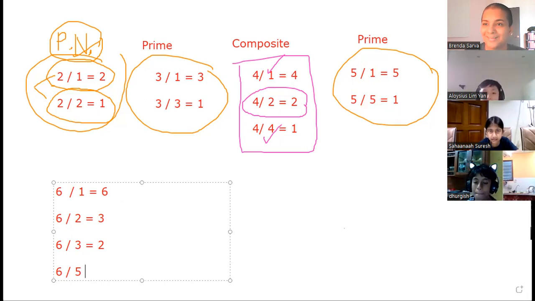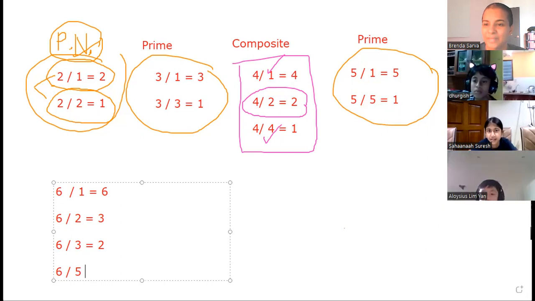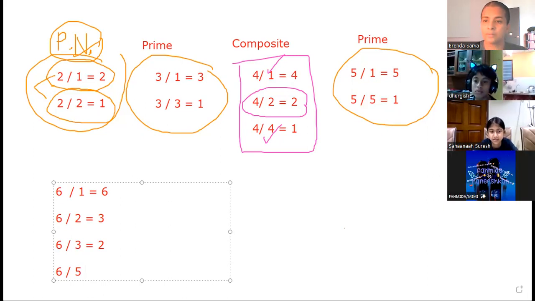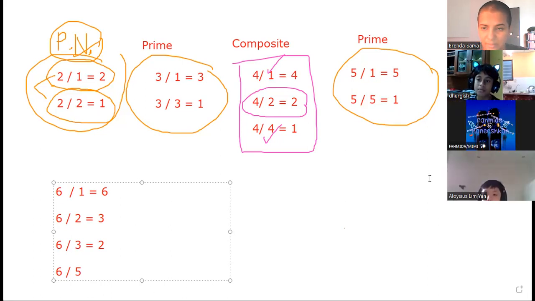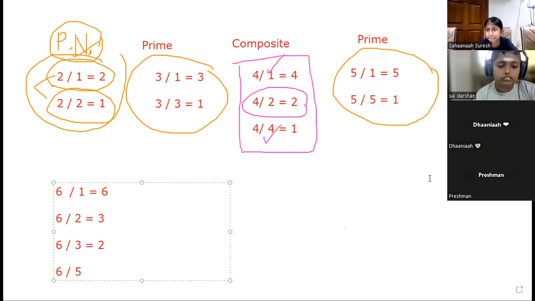Teacher, I cannot hear you. 6 divided by 6. Can you repeat that, please? 6 divided by 6. Okay, 6 divided by 5, of course, we cannot. We're going to get a decimal. So 6 divided by 6, answer is? 1.